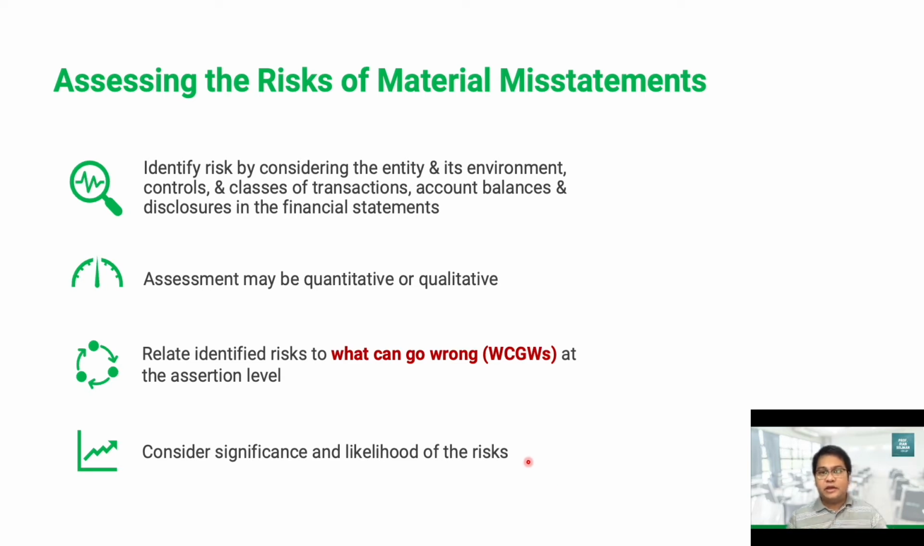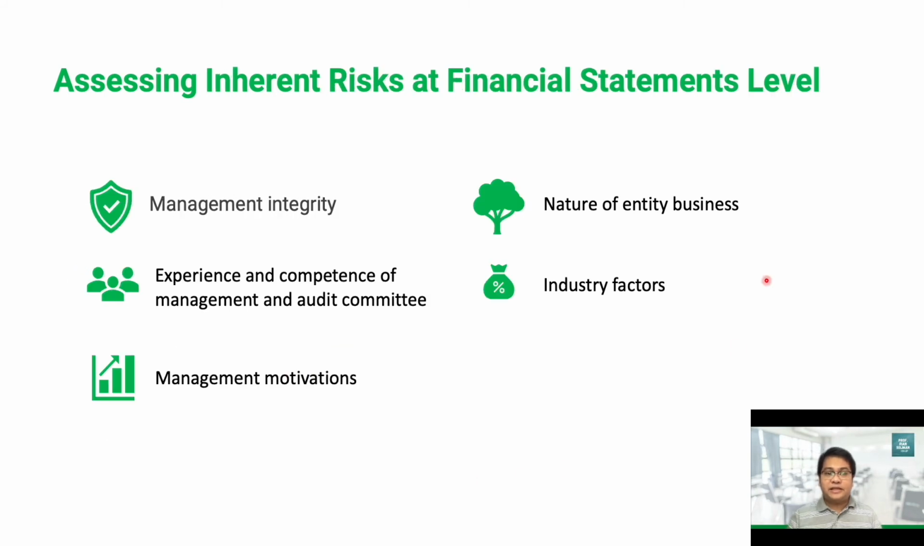So in this case, we can prepare some sort of a matrix, which would help us identify which of the following risks, in terms of significance and likelihood, would most likely affect the financial statements of our clients. So basically, this is the step that we adopt in assessing the risk of material misstatements of our clients' financial statements. Now we go to the first one, assessing the risk at the financial statements level.